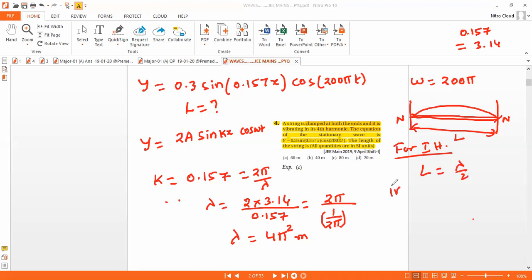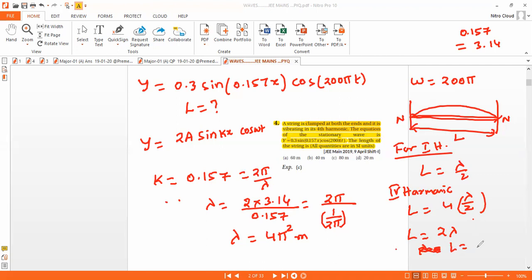So for the fourth harmonic, we can write L is equal to 4 times lambda by 2, right? So L is equal to 2 lambda. That is L only we need to find now.